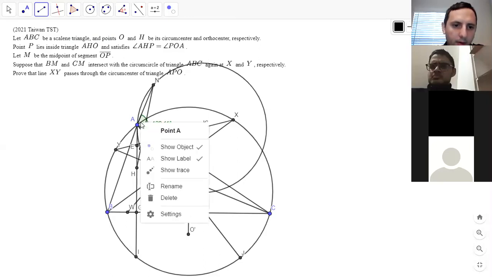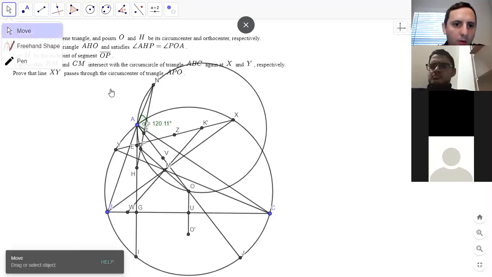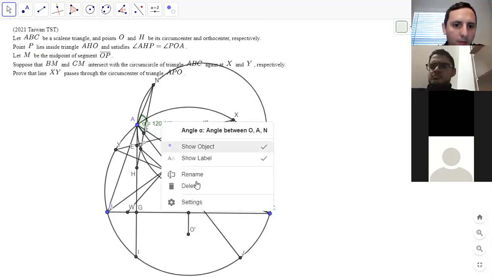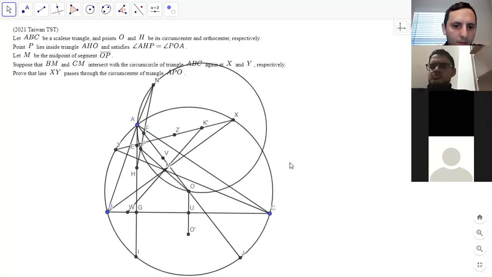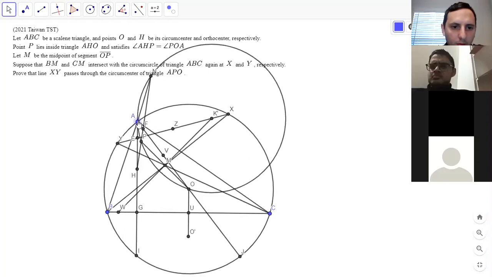I'm going to delete this, the angle. Is K prime P equal to KO, or just K prime P and KO, K prime O? Yeah, they'd have to be equal if the problem is true. Yeah, they're equal.